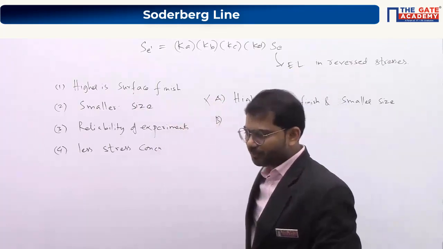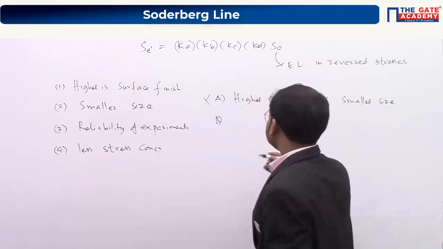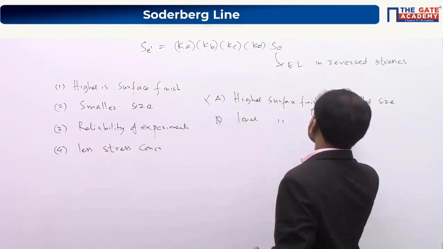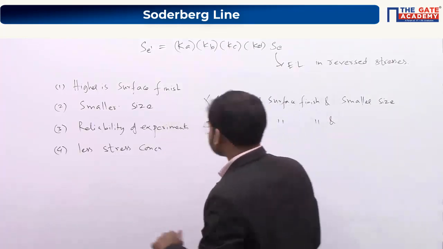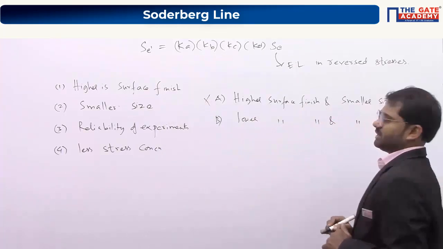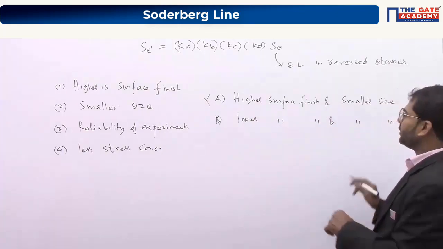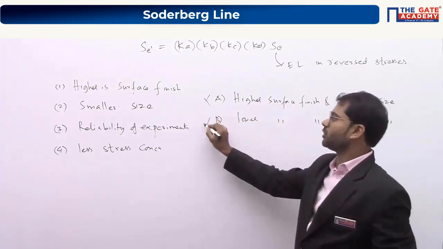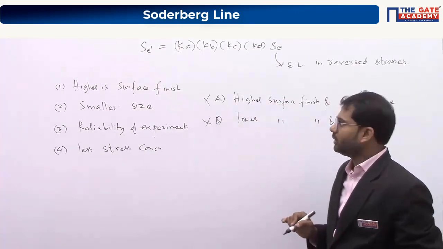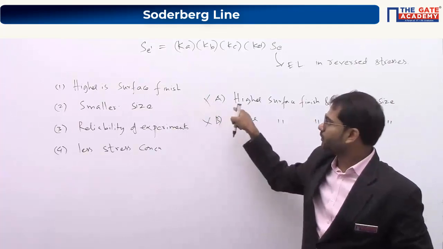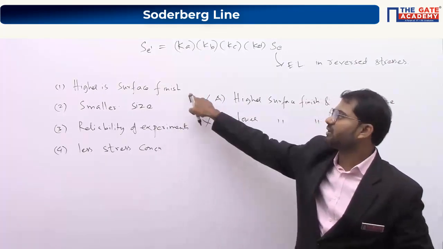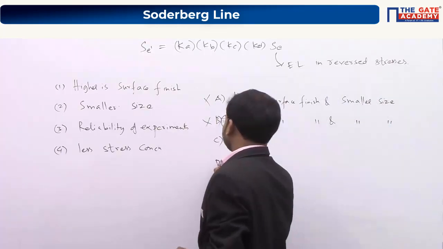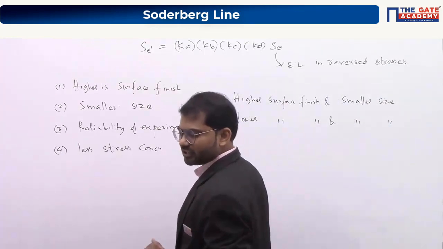Option B: increase in surface roughness means lower surface finish, and decrease in size of the beam means smaller size. Both should get reversed, but only one got reversed here, so this option is also not right. Here both are the same, here only one of them is reversed, so that will not be the correct answer. Let's come to option D first, then we come to C later.